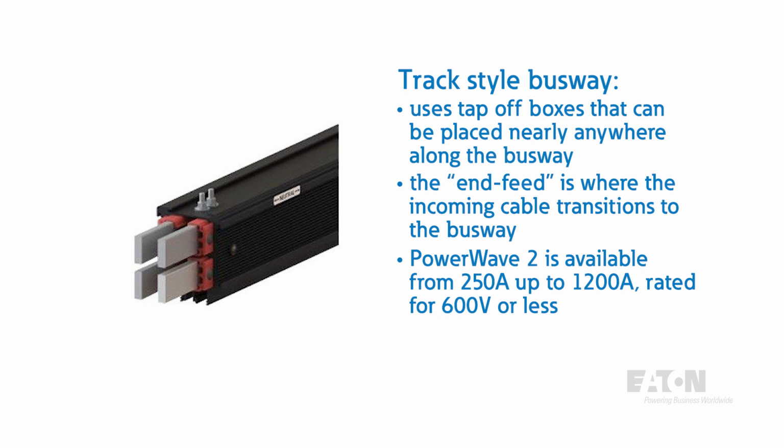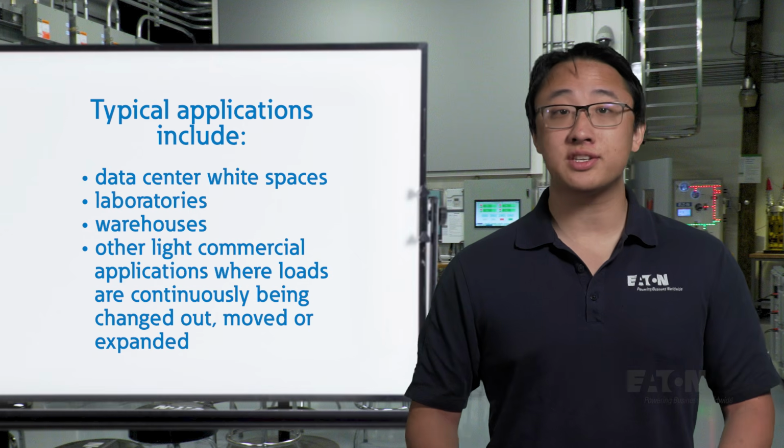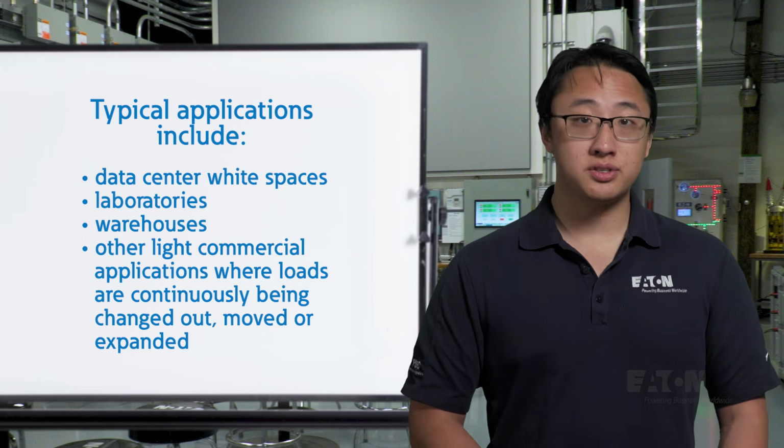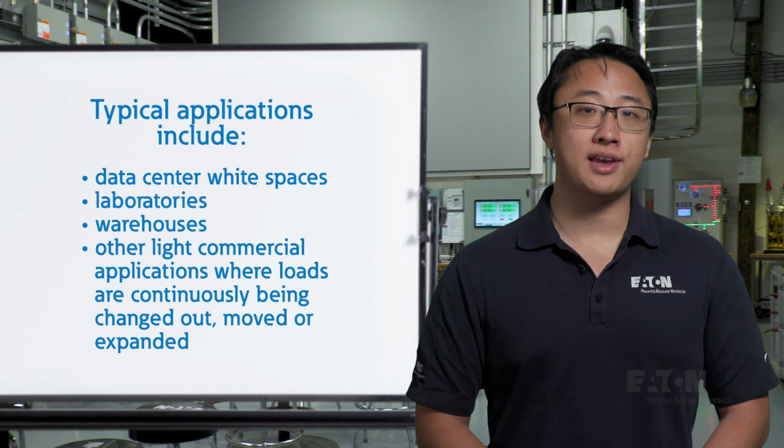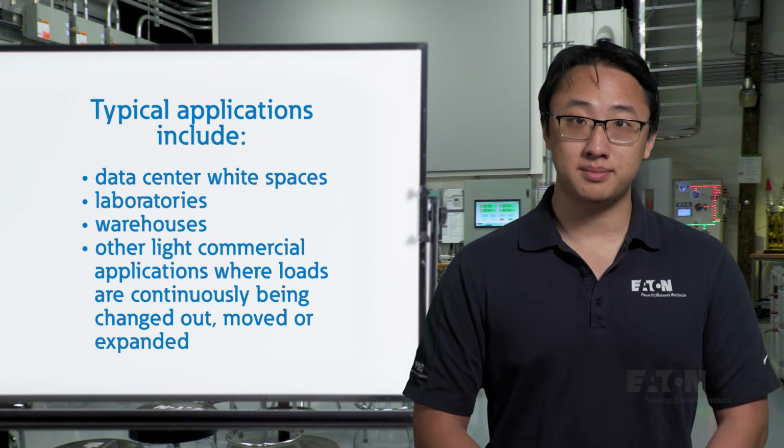Eaton's PowerWave 2 track busway is available from 250 amps up to 1200 amps to support systems rated for 600 volts or less. Typical applications for track busway include data center white spaces, laboratories, warehouses, and other light commercial applications where loads are continuously being changed out, moved, or expanded.